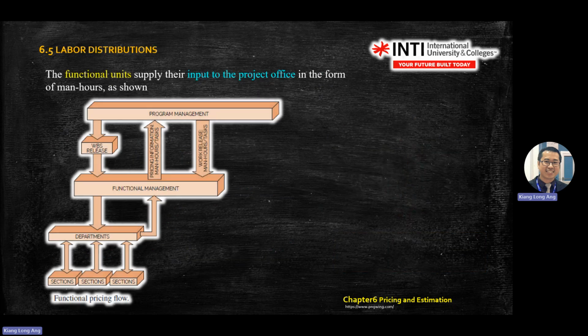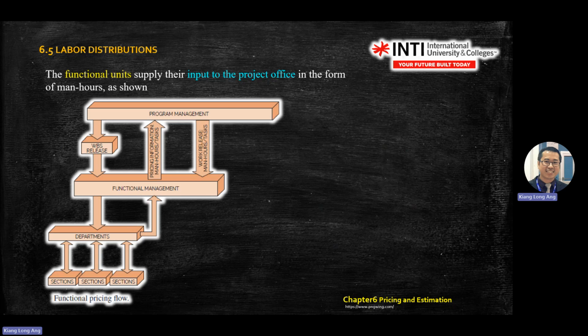Okay. Now this diagram is important when it comes to how you manage your asset. So this is the functional pricing flow, how they do the pricing from the bottom up. So here, section to department, department to functional management. Up to here, they are the functional group. The cycle will be looping here. Functional management will loop back to department, then they will exchange information.